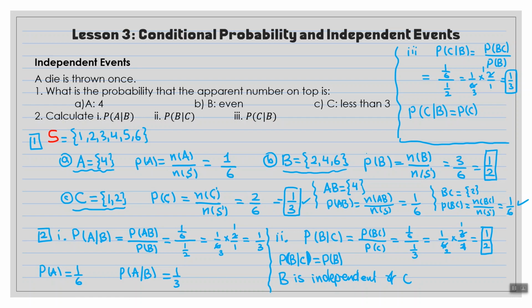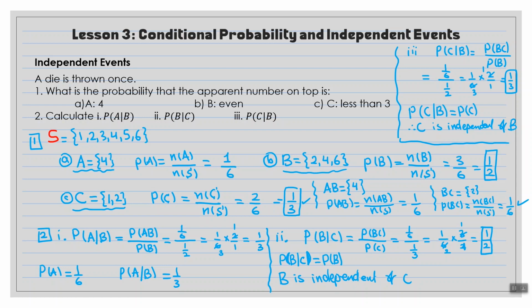So if B is independent of C, therefore we can also say that C is independent of B. So what do we mean by independent events? Independent events are events whose probability is not going to change. The probability of the event is not going to change if we make it conditioned on another event. So the probability stays the same.